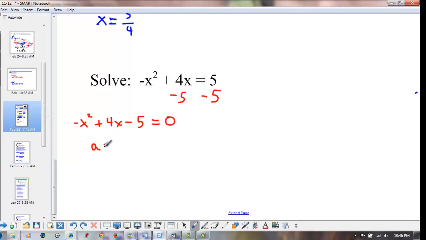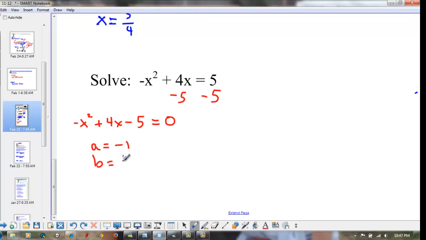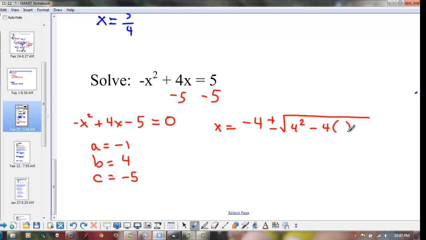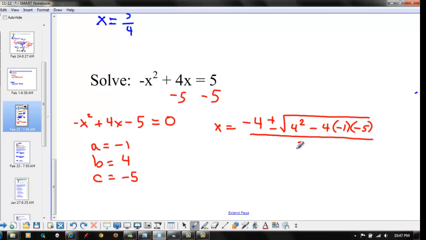That means a is equal to negative 1, b is equal to 4, and c is equal to negative 5. So our solutions are going to be x equals the opposite of b, so that's negative 4, plus or minus the square root of b squared, that's 4 squared, minus 4 times a times c, so that's 4 times negative 1 times negative 5. And this is all over 2a, so it's all over 2 times negative 1.